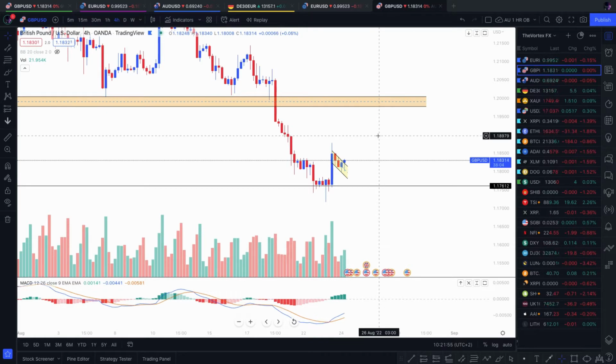I am the Vortex Trader, and today we are on GBP USD. We got a potential bull flag in the 1 hour time frame, so let's get straight into it.